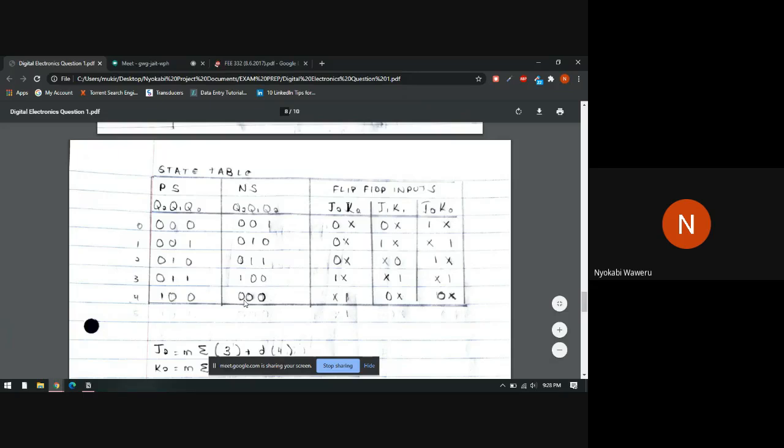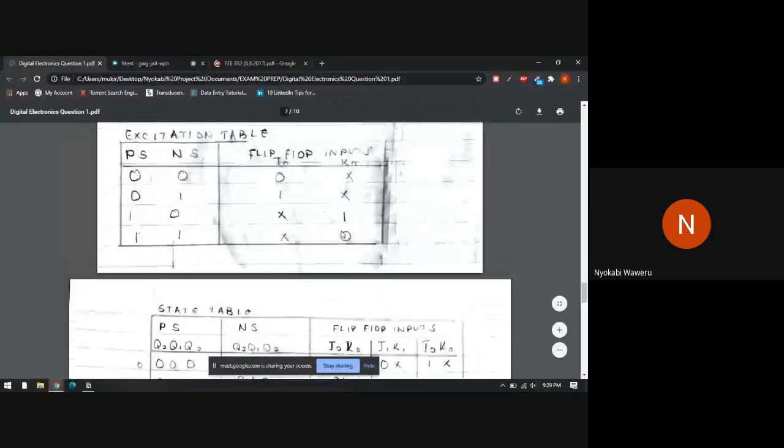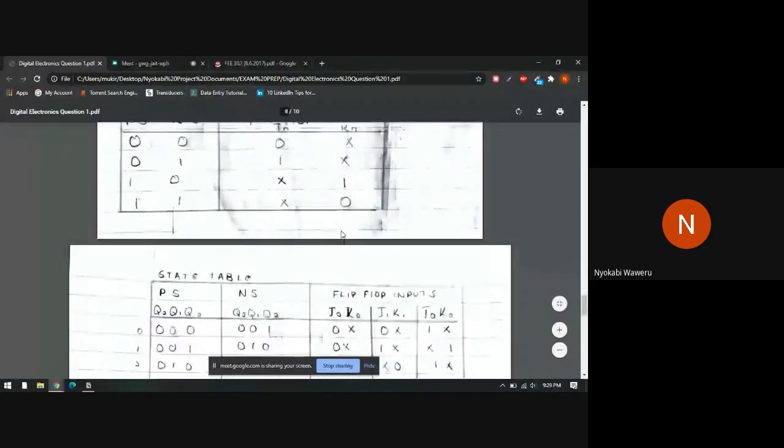And then over here we have the JK flip-flop inputs, which are based on the excitation table. So I hope we're all okay until there.